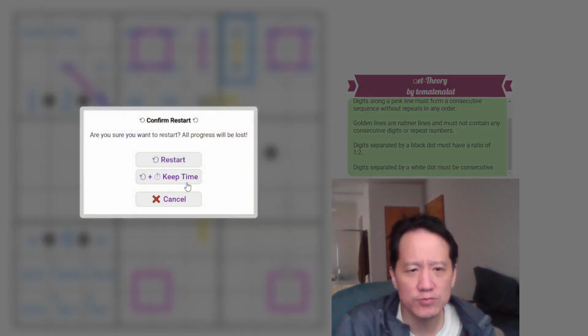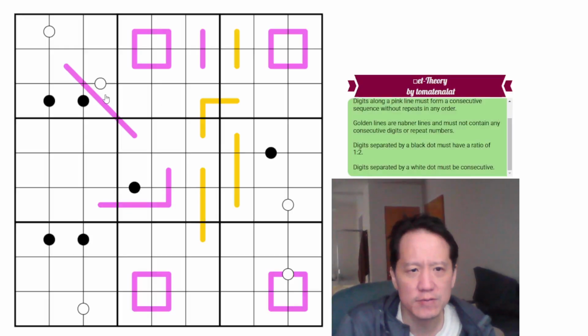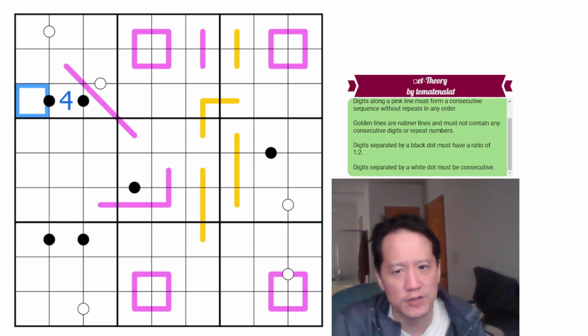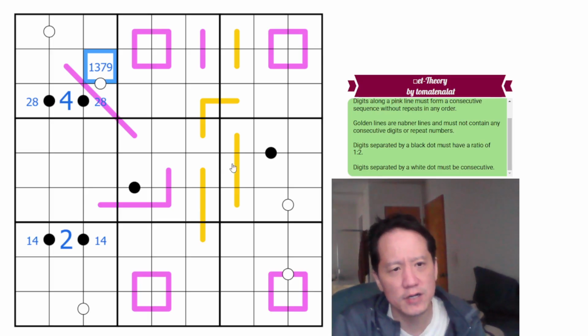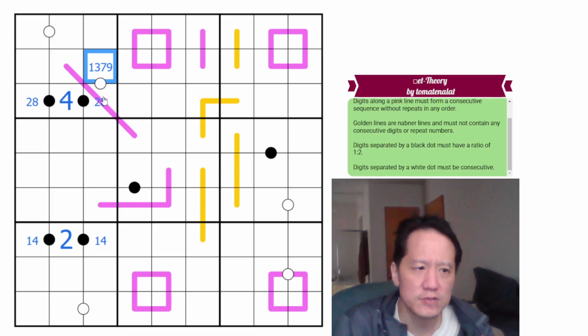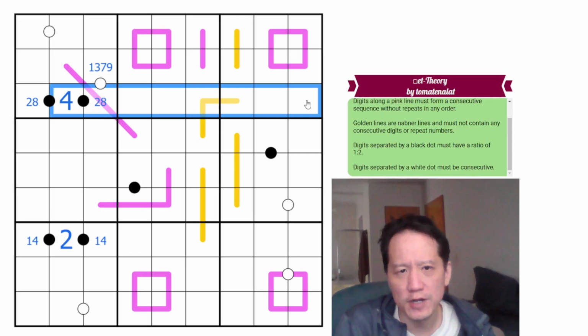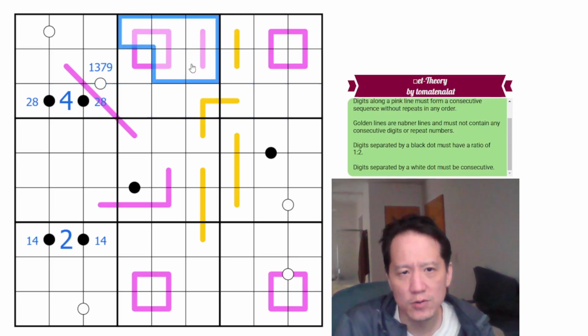Okay, let's restart and keep the time then. So then that's saying that this has to be a 4, and this is 2 and 8 and 2 and 8. Well, then this is 2, and this is 1, 4, 1, 4. Right? This then could be 1, 3, 7, or 9. If it's 2, this could be 4 here. So we have 2, 4, and 8 somewhere here.